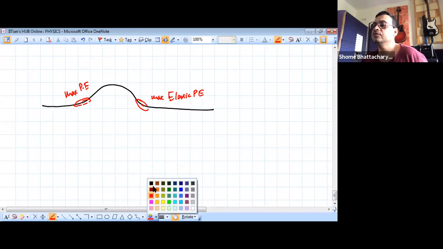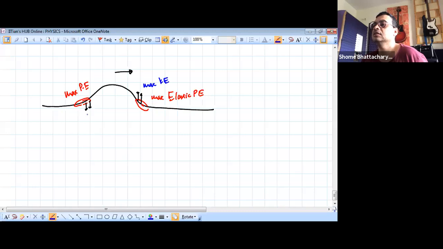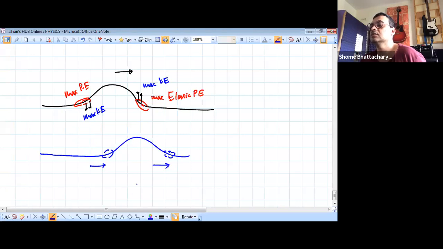And also, if the pulse is traveling in this direction, you can see that these points are on their way up, so they are also having maximum kinetic energy, and these points are on their way down, so they are also having maximum kinetic energy. Next, by the time the pulse moves to this kind of position, you can see that this energy has now come here and this energy has shifted to this. So that's how the energy is propagating.